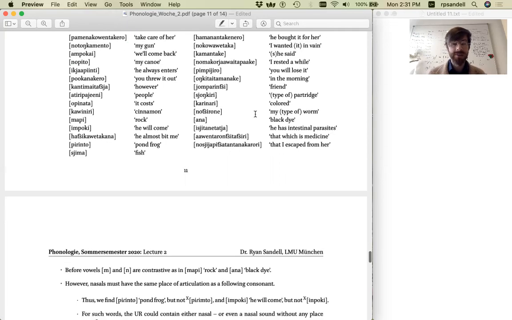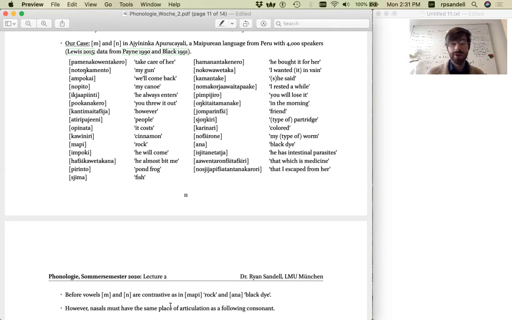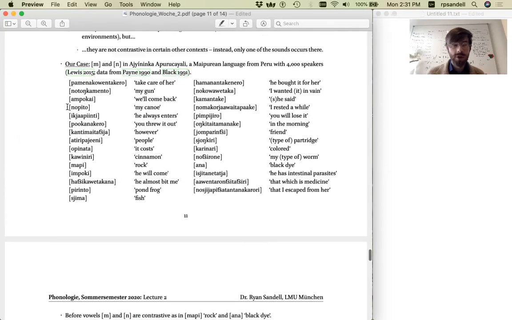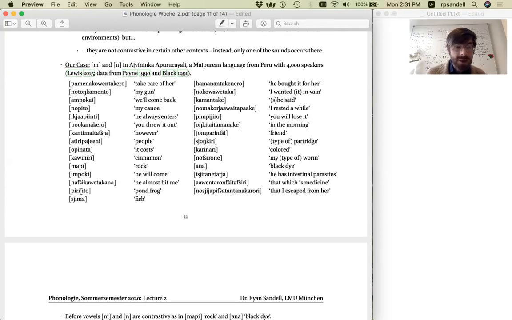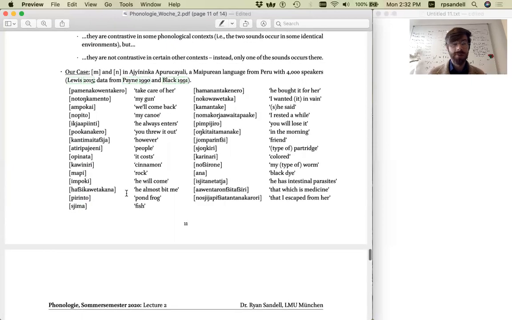If we find instances of nasals preceding consonants, what we'll notice there, however, is that the nasal has to have the same place of articulation as a following consonant. So in the word for pond frog, for instance, we have an alveolar nasal occurring before an alveolar stop. So those two sounds share a place of articulation. And in the word he will come, impoki, we have a labial nasal occurring before a labial stop.